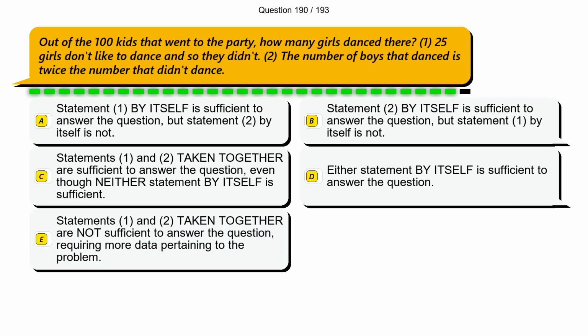Question 190. Out of the 100 kids that went to the party, how many girls danced there? 1. 25 girls don't like to dance and so they didn't. 2. The number of boys that danced is twice the number that didn't dance.